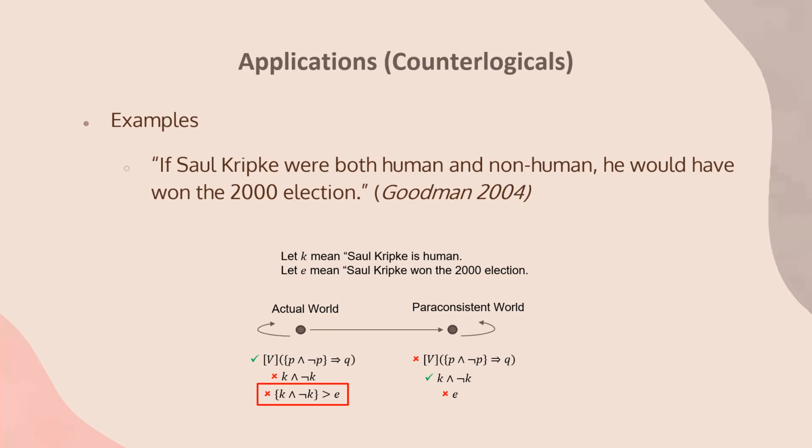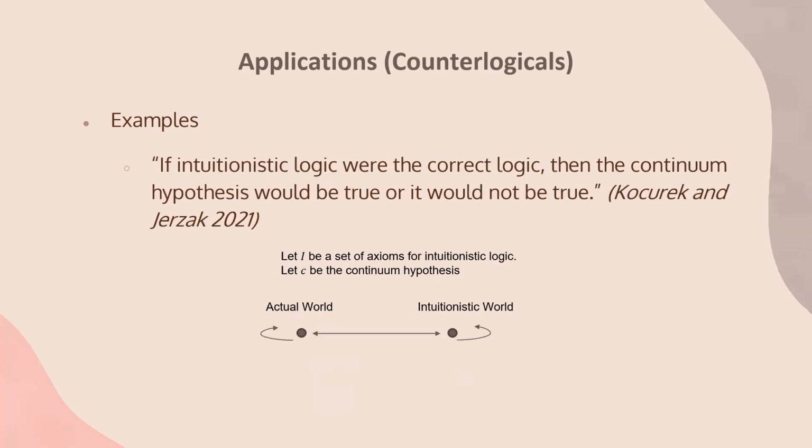We can move on to the other two slightly more complicated examples. If intuitionistic logic were the correct logic, then the continuum hypothesis would be true or it would not be true. So to model this, let I be just some set of axioms for intuitionistic logic. It can be just any old set of axioms, because we're working within a propositional framework here, or at least I'm assuming a propositional base language for the sake of this presentation. It could just be axioms from a Hilbert system.